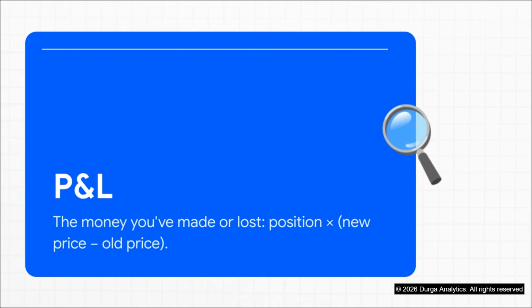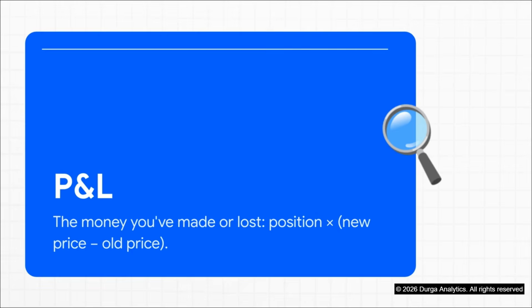And that brings us to this elegant, universal formula for profit and loss, or P&L. P&L simply equals your position multiplied by the new price minus the old price. The sign of your position integer, that plus or minus, does literally all the heavy lifting here.